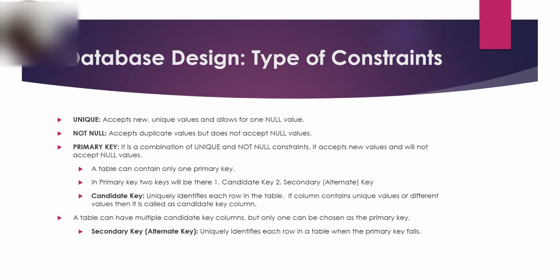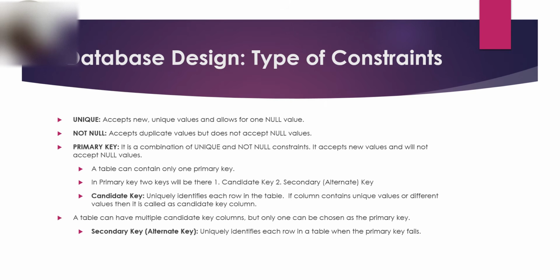A primary key constraint is the combination of unique and not null constraints, so it accepts only unique values and will not accept nulls. On a table, we can have only one primary key. Related to the primary key are the candidate key and the secondary key. A candidate key uniquely identifies each row in the table. If a column contains unique values, it is called a candidate key column. A table can have multiple candidate key columns, but only one can be chosen as the primary key.